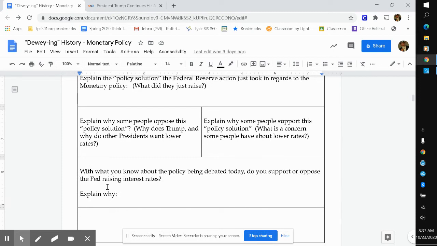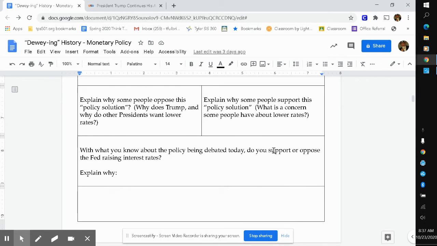So if you're debating this right here, if you want it to be easier for people who don't have money to get loans, you're going to oppose the raising of the rates, just like President Trump. But if you have money and you're worried about the value of that money, then you would support the raising of those rates.